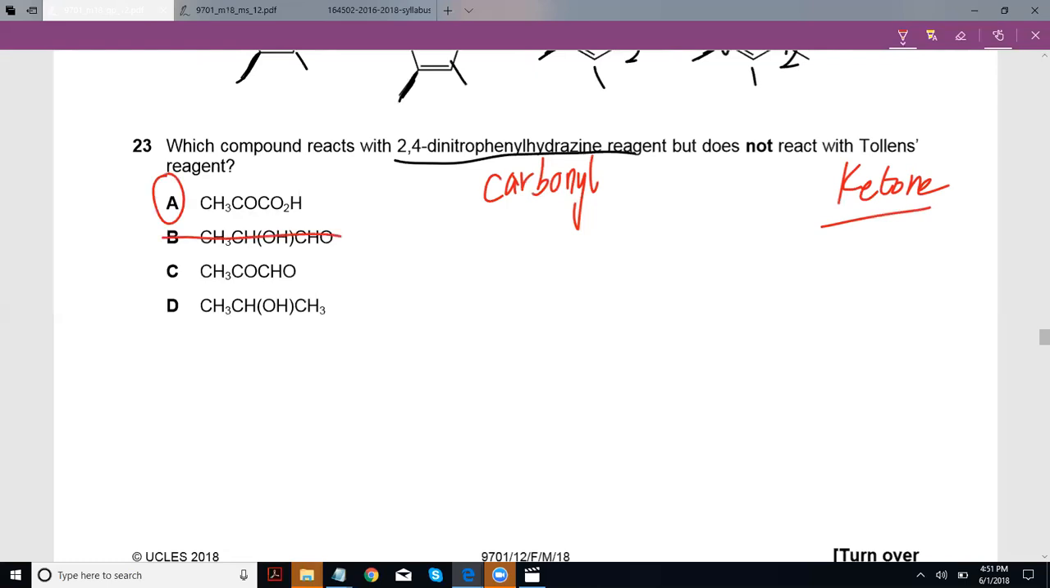This is an aldehyde. C is interesting. So C is both ketone and aldehyde. But what you should know, if there's an aldehyde, it would have reacted with Tollens. So you can cross that out because it did not react with Tollens.